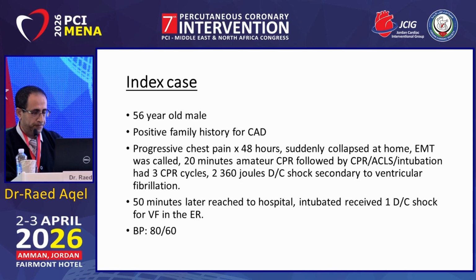I have no disclosures. Our index case is a 56-year-old male. He has strong positive family history for CAD, presented with progressive chest pain for 48 hours, suddenly collapsed at home. EMT was called, 20 minutes of amateur CPR done by standby family member, followed by CPR and ACLS, 3 cycles, got 2 360 joules DC shock, secondary to ventricular fibrillation. 50 minutes later, reached the emergency room, intubated at the scene, and had another attack of VFib arrest requiring 1 DC shock. His blood pressure was 80/60.